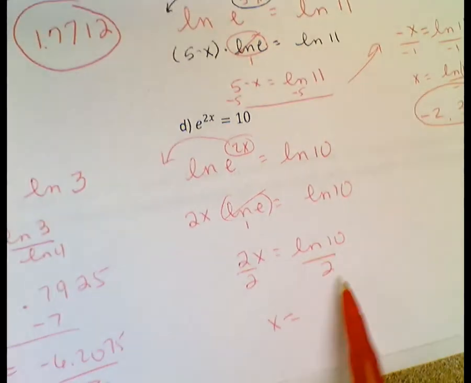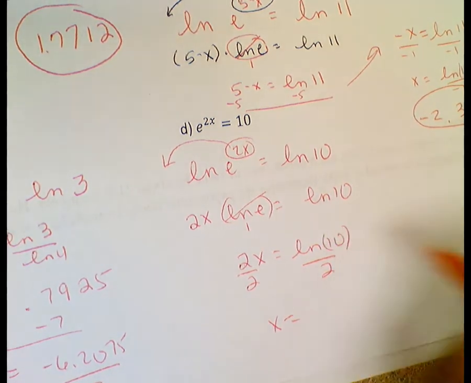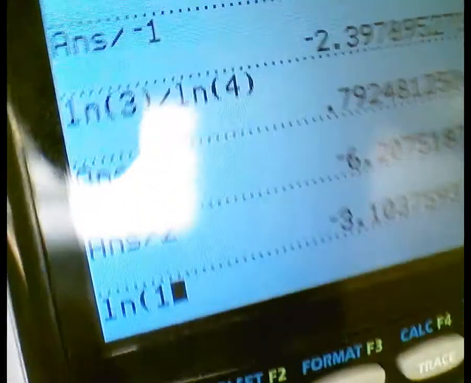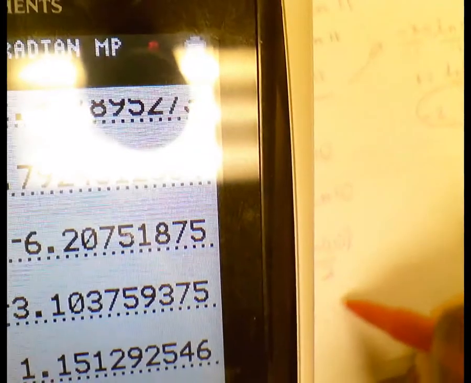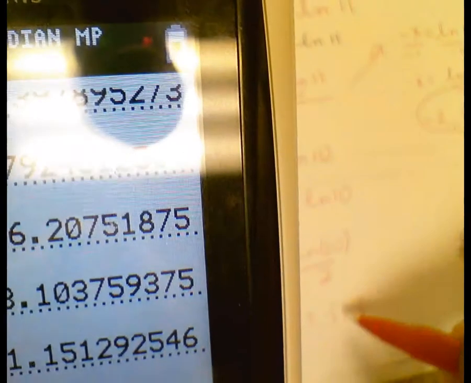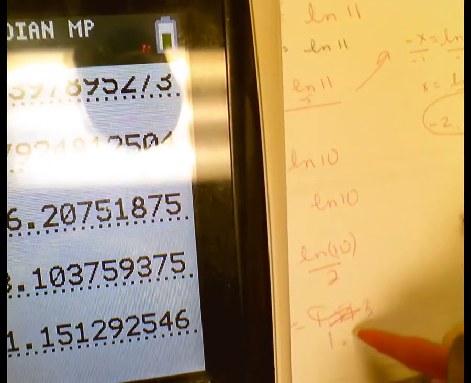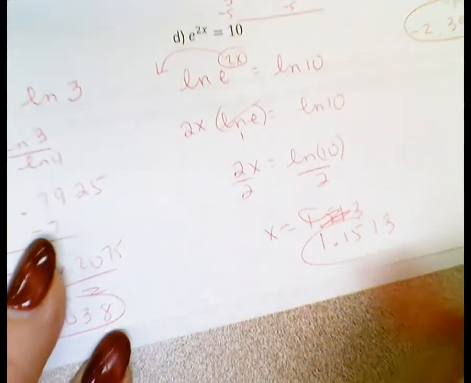Now, this is not the natural log of 5. Do not mistake that. You're not allowed to divide those numbers. So this is the natural log of 10 divided by 2, which is 1.1513.